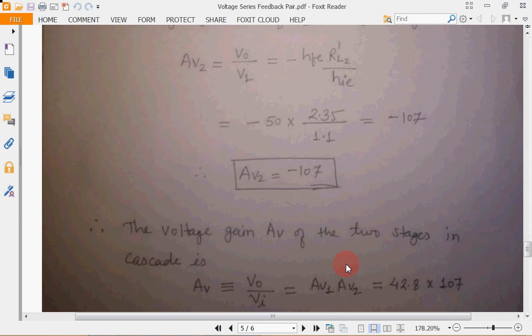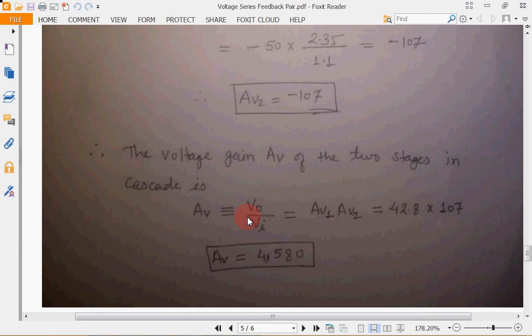Since two amplifiers are connected in series, what will be the complete gain? The complete gain will be output voltage divided by the input voltage Vi, and that will be equal to the gain of first amplifier multiplied with the gain of second amplifier. So that will be equal to 42.8 into 107. I have not written the minus sign because minus into minus will become plus, right? So the gain of first amplifier is 42.8 and the second one is 107.